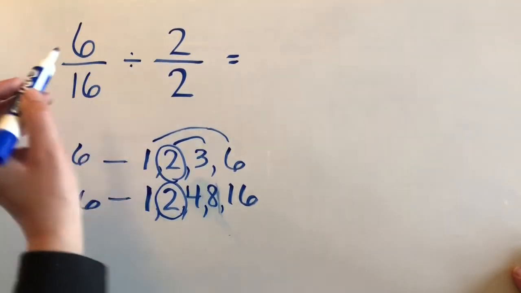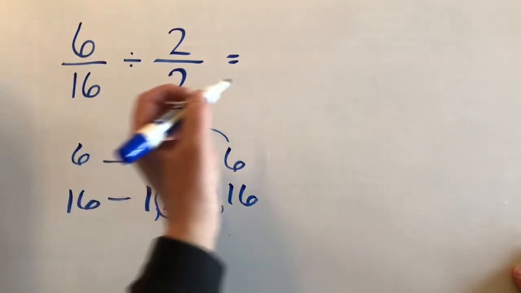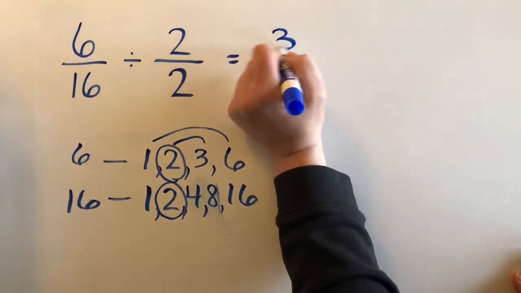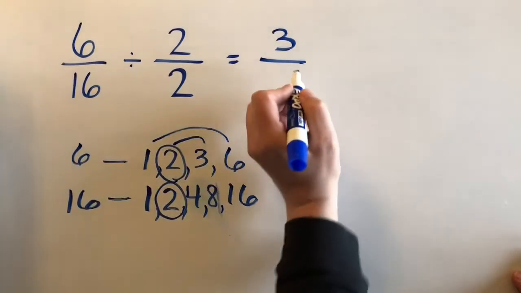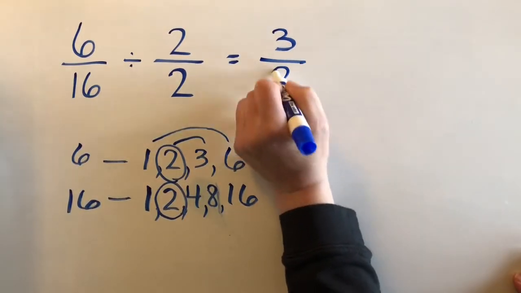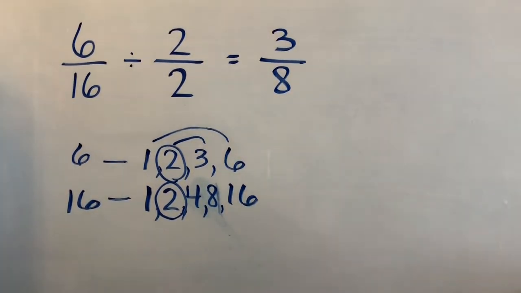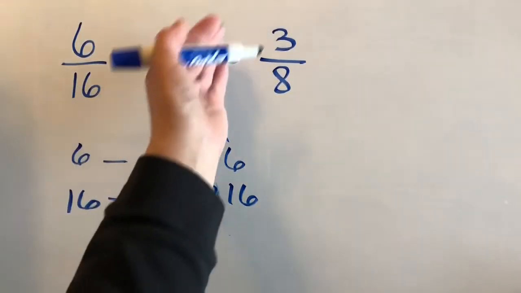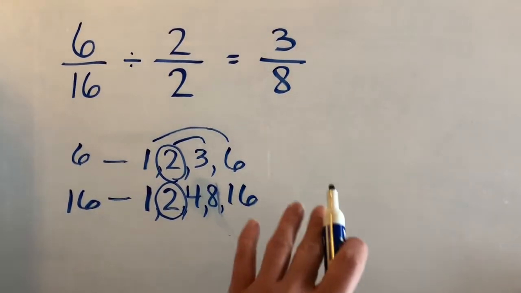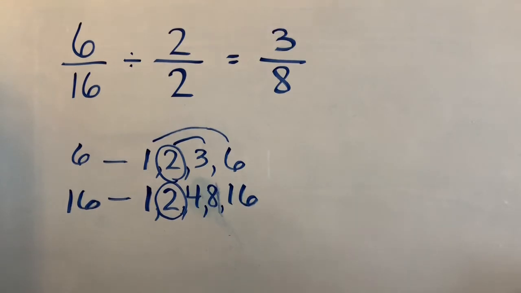And then all you do is you divide right across. So 6 divided by 2 is 3, and 16 divided by 2 is 8. Again, this would be similar to the ratio tables. Whatever you do to the numerator, you need to do to the denominator, kind of same thing. So the answer is 3/8.